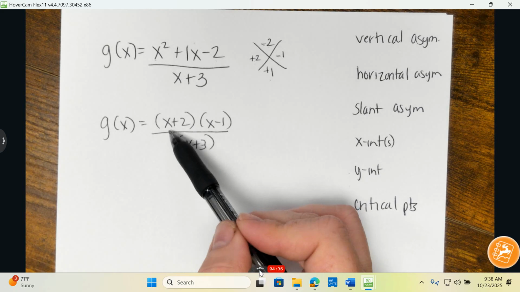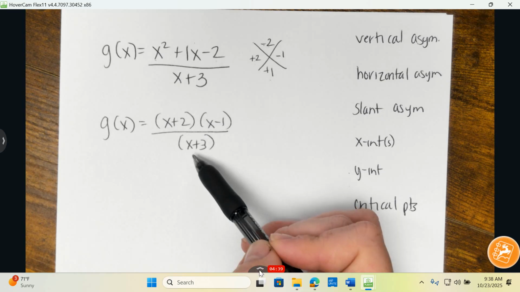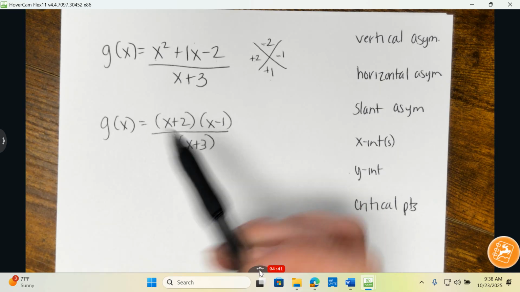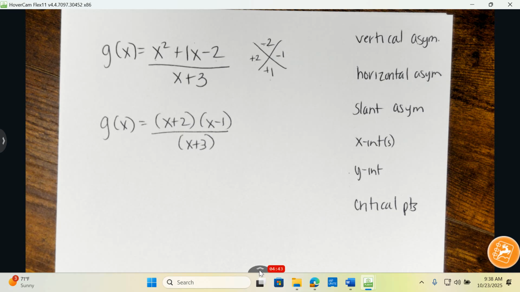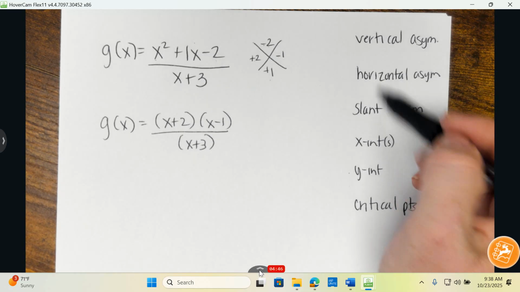Then I analyze. There is no factor in the numerator that's identical to the denominator, so we can't, as you like to say, cancel out. Really, it's simplifying. That's not possible. Let's go ahead and start identifying this.